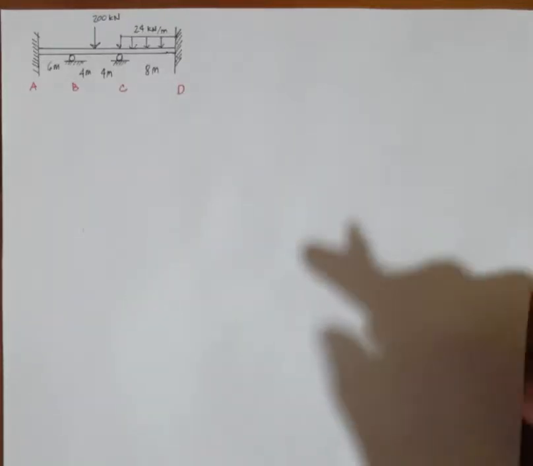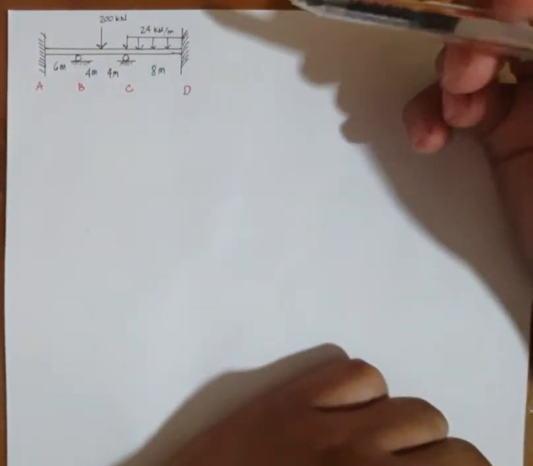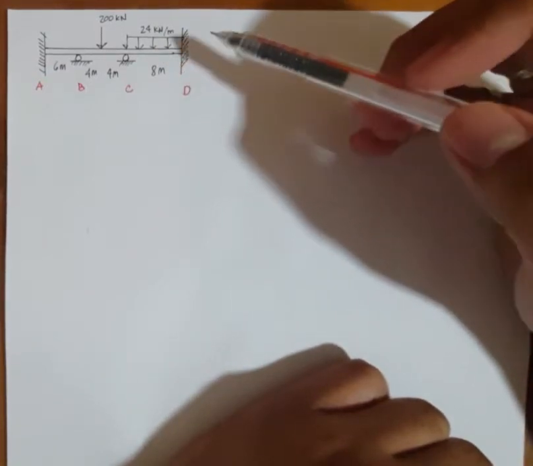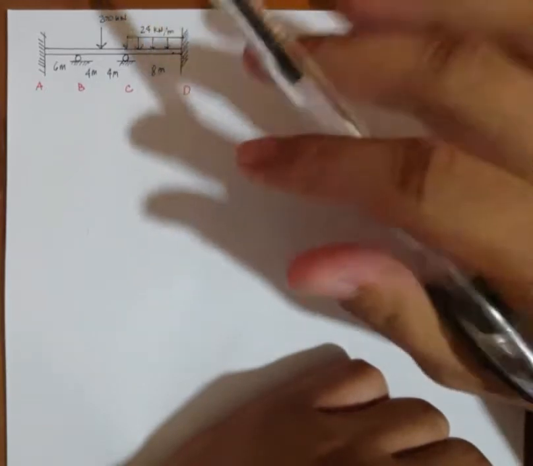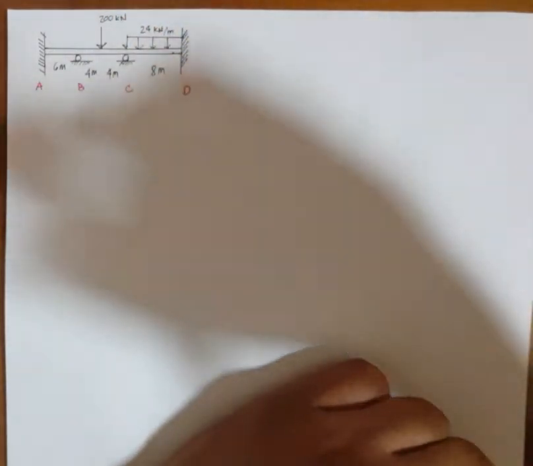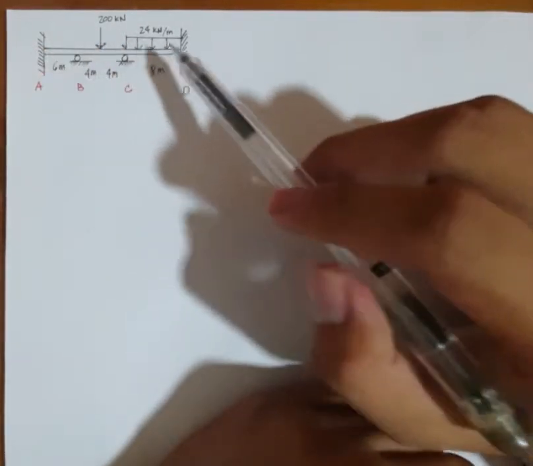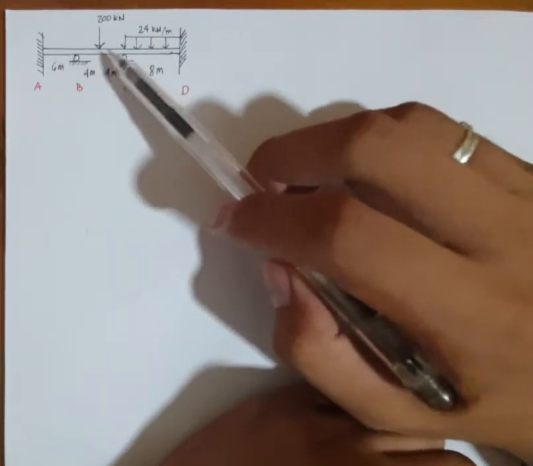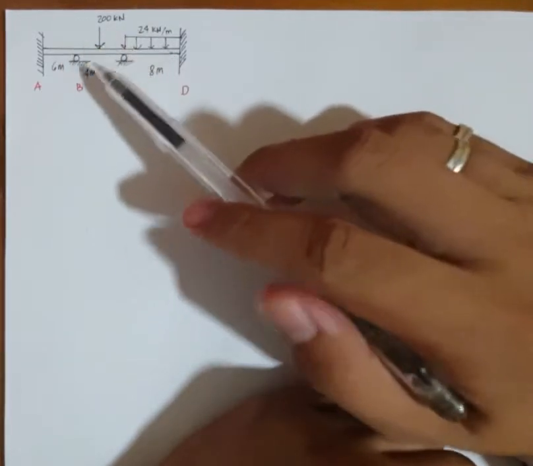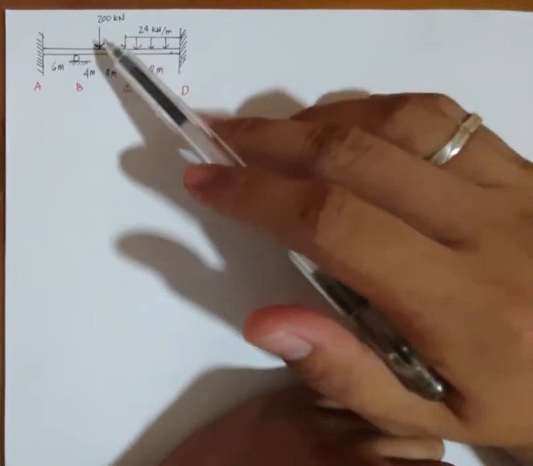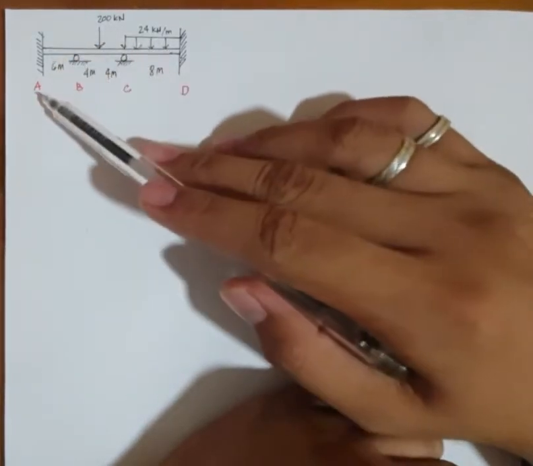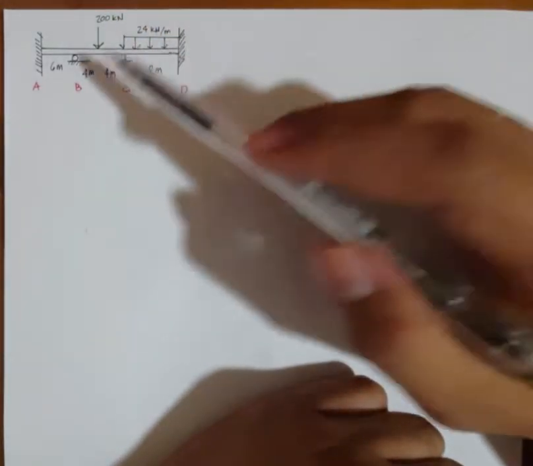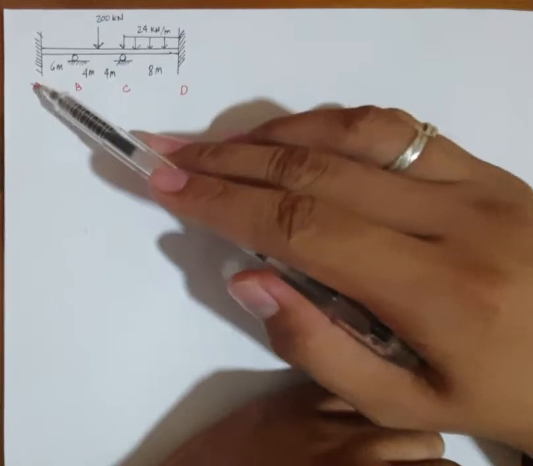Okay, so let's have this as our last sample problem for the 3-moment equation. It looks a bit complex, since it is fixed at both ends and has two internal supports, so there are three spans, which means four unknowns, because there are four supports.